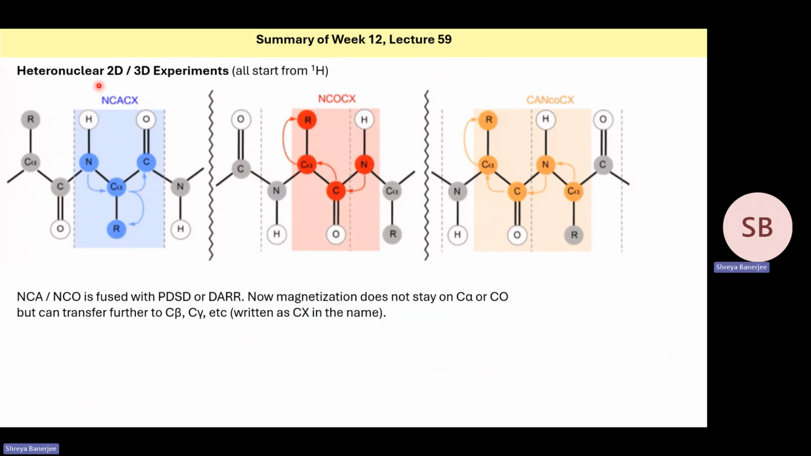Here some of the heteronuclear 2D or 3D experiments are shown. They are all starting from the hydrogen, but you are not detecting the hydrogen. So this is called NCACX because the magnetization is transferred from N to C alpha, and from C alpha it can go to CO, or it can go to C beta, C gamma, and so on. Depending on the amount of mixing time you give, that is how many correlations you will get. Longer mixing time will allow you to get longer correlations, and shorter mixing time will get shorter correlations.